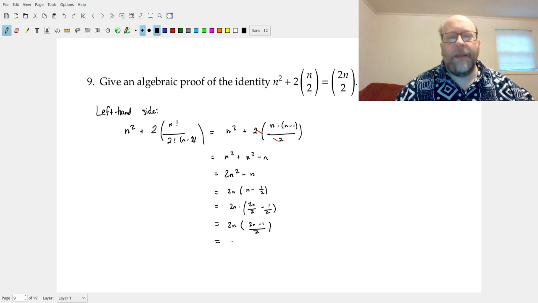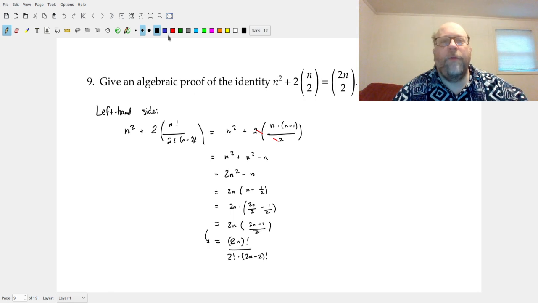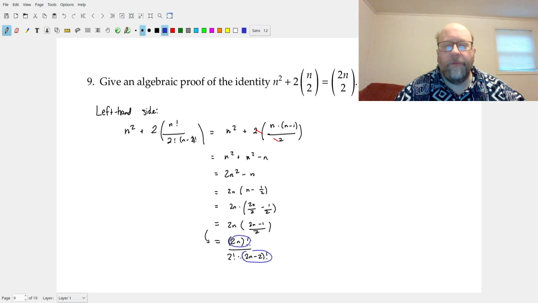But this is the same thing as 2n factorial over 2 factorial times 2n minus 2 factorial. Let me explain this step here. The 2n factorial, this term here over this term here, is just going to leave me with 2n and 2n minus 1 on the top. And the 2 on the bottom is your 2 factorial. This is 2 times 1, but that is the same thing as 2.